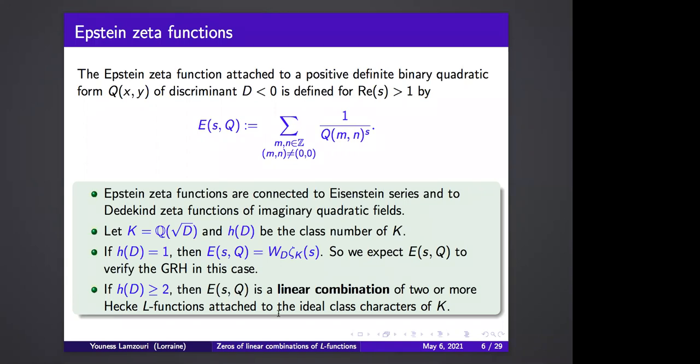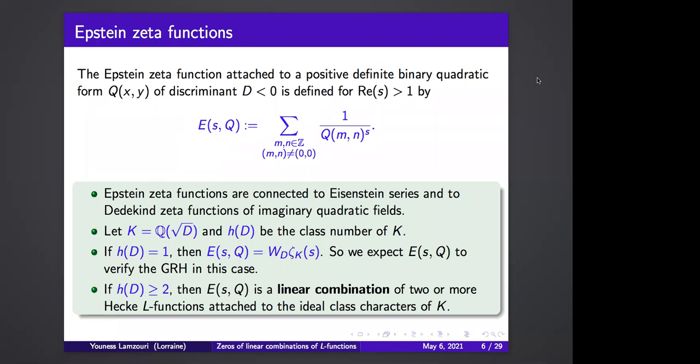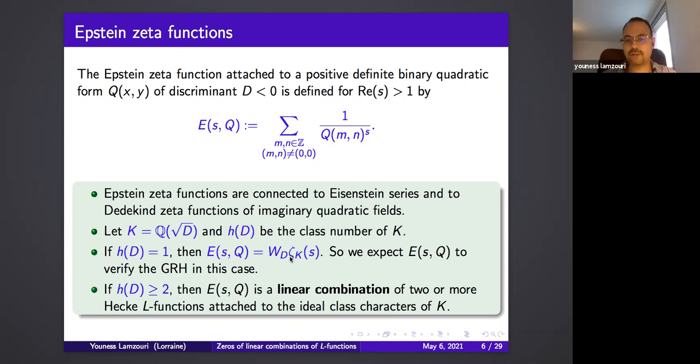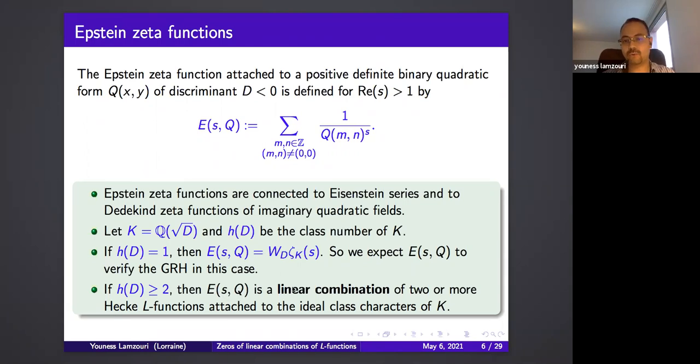Can I ask a quick question? Yes, of course. In the h_D equals one case, zeta_K(s) is, I guess, ζ(s) times L(s,χ). Right, so it's actually the product of two L-functions, ζ(s) and L(s,χ). And here you're saying if h_D is greater than or equal to two, it's just a linear combination of L-functions. I guess they're different types of L-functions. Yes, they are different types. Okay, so you're just thinking of something like ζ(s)L(s,χ) as an L-function in itself. Yeah, so actually you can write the Dedekind zeta function, which is ζ(s)L(s,χ), as a linear combination of these Epstein zeta functions over all representatives of the equivalence classes of binary quadratic forms. Okay. So then you go the other way around and you can write each one as a linear combination of Hecke L-functions.